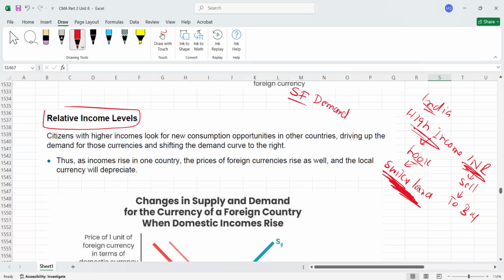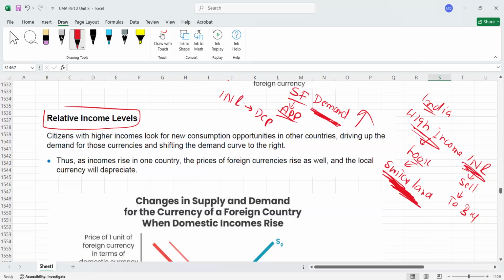Switzerland's currency will be in demand, so demand will increase. If demand increases, automatically the exchange rate will change. What will happen? For the currency of Switzerland there is more demand. If demand is more, obviously the Swiss currency will appreciate. And if that currency is appreciating, then the Indian rupee will depreciate, because if one currency is appreciating, the other should depreciate. So this is the point here.